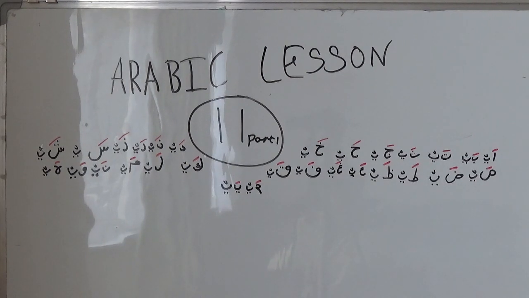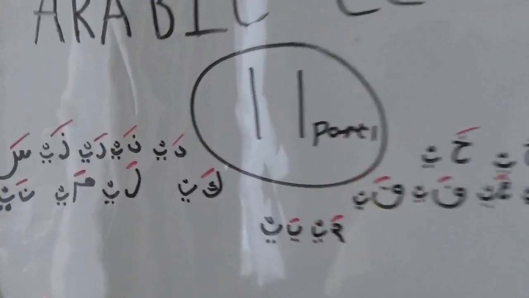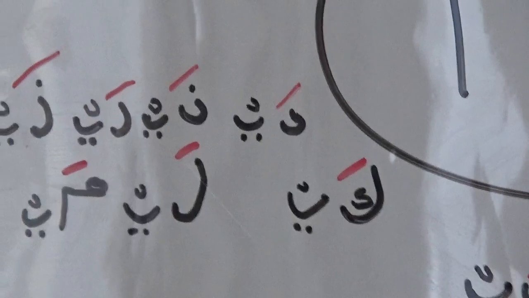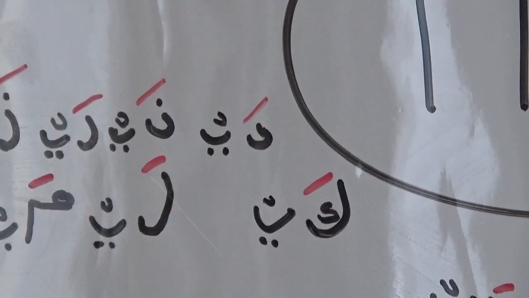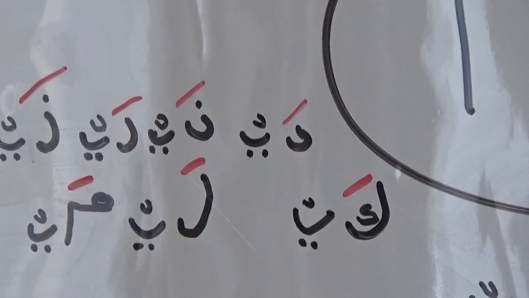A'udhu billahi minash shaitanir rajeem, bismillahir rahmanir rahim. Jasm is a way of pronouncing one letter. For example, Dal Zabar. It's not just Zabar, Da. It's adding Ya with the pronunciation, so it's being Day.